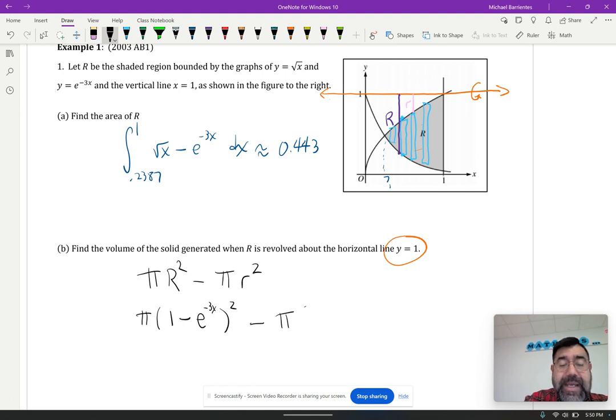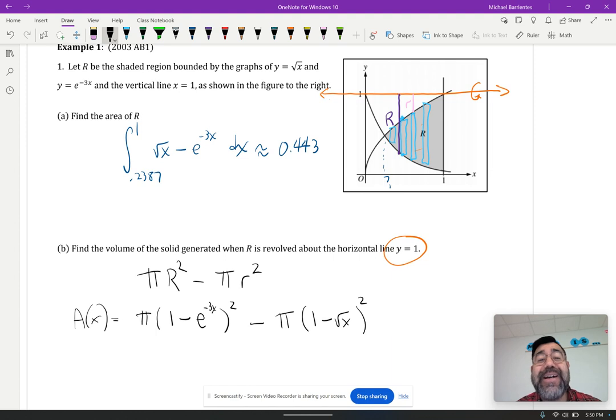Minus pi little r squared. Well, little r is this distance, and it's also vertical. I find a vertical distance by taking the top value minus the bottom value. So top minus bottom is going to leave me 1 minus whatever this is. Oh, that's square root of x. This is the area function.